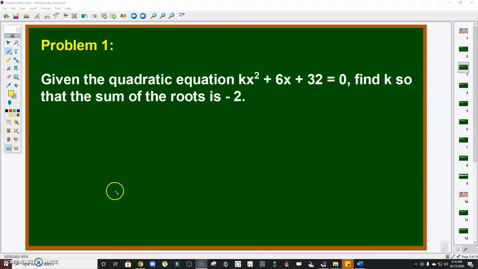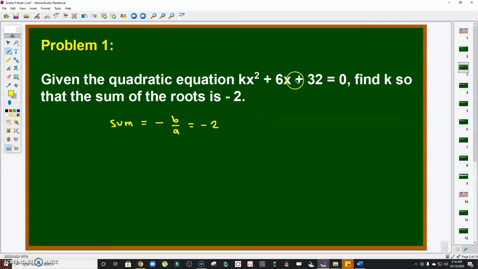Okay, problem number 1. Given the quadratic equation kx squared plus 6x plus 32 equals 0, find k so that the sum of the roots is negative 2. Take note, the given sum is equal to negative 2. The sum of the roots is given by negative b over a, which is equal to negative 2.